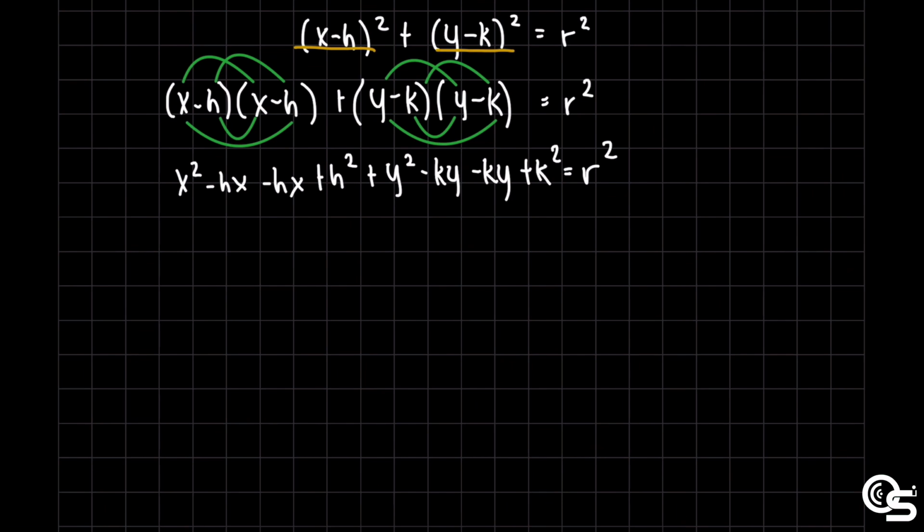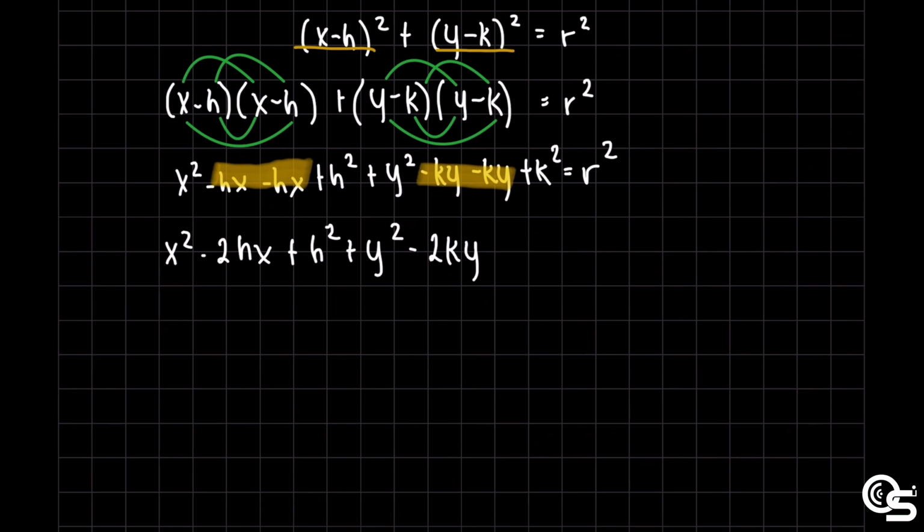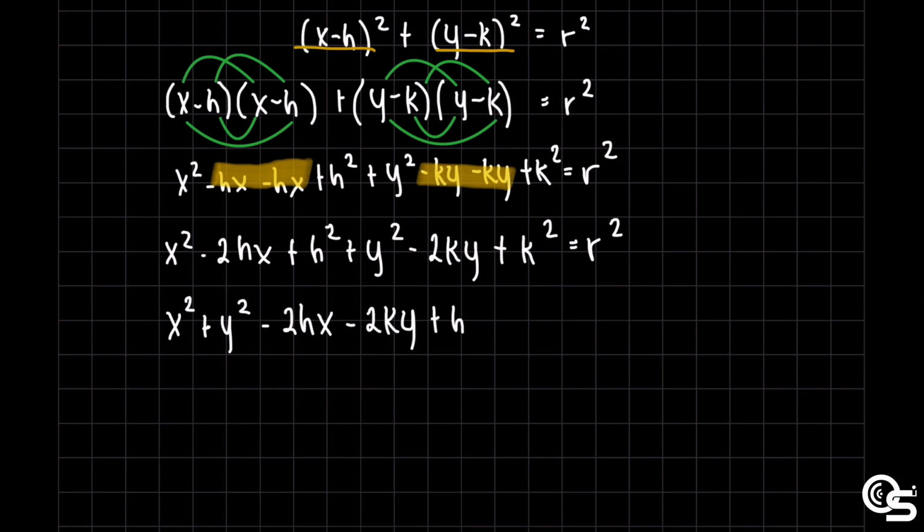is equal to r squared. Next, we will combine the similar terms, which are the ones written in hx and ky. So this will be x squared minus 2hx plus h squared plus y squared minus 2ky plus k squared is equal to r squared. Next, we will rewrite this in the standard manner. That is x squared plus y squared minus 2hx minus 2ky plus h squared plus k squared is equal to r squared.